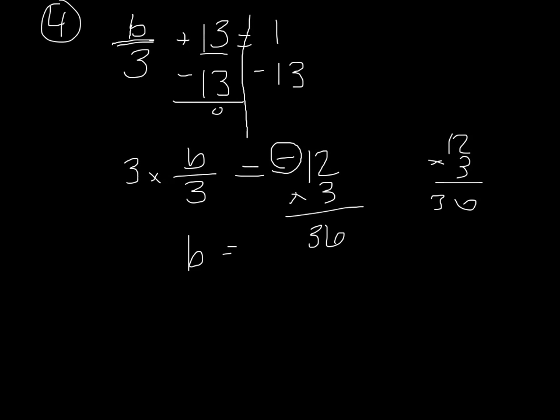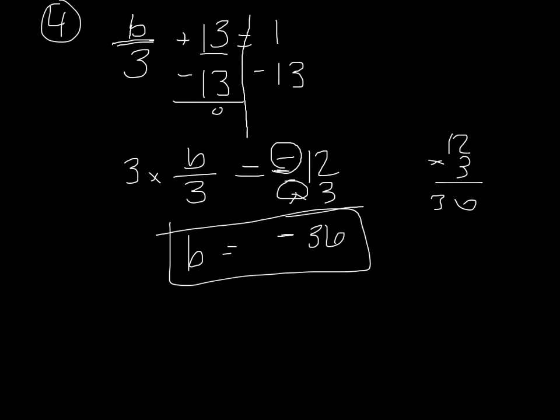Well, there's one negative sign. There's not two. So my answer will be negative. If there were two negatives, your answer would be positive. Or if there was just a positive, your answer would be positive. But in this case, only one negative, so it is a negative answer. So b equals negative 36 is what your answer would be for this one.